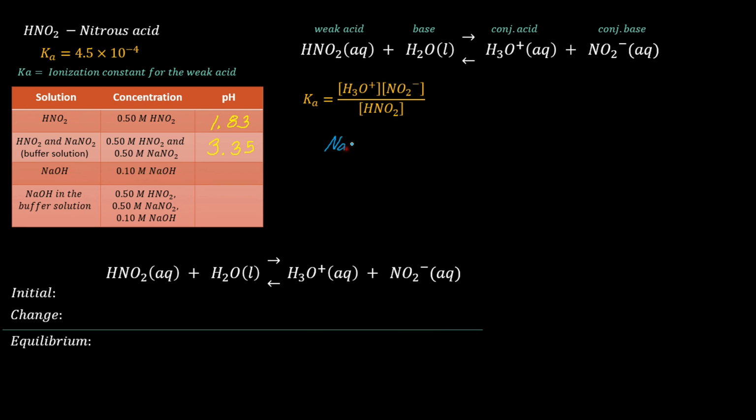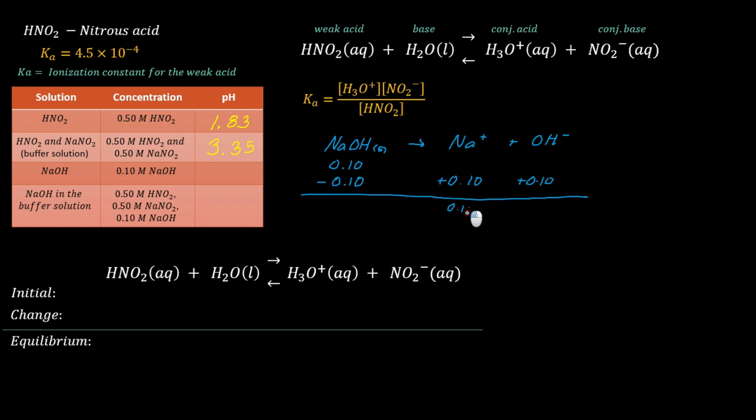Sodium hydroxide, a strong base, is completely dissociated, especially at a very low amount, such as 0.1 mole per liter. So if we have 0.1 at the start, it completely produces its component cation and anion. So we have 0.1 of sodium and then 0.1 of the hydroxide.